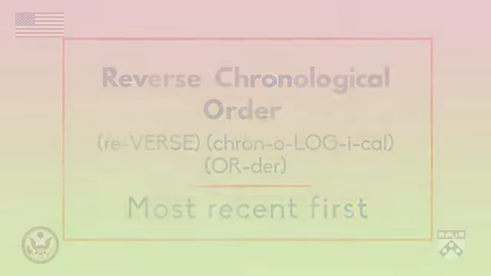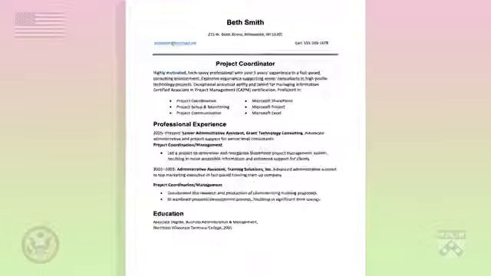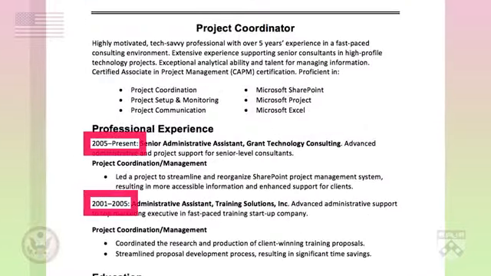If we look at the sample resume, we can see this person listed her job from 2005 to the present first, and then lists her job from 2001 to 2005 after this.